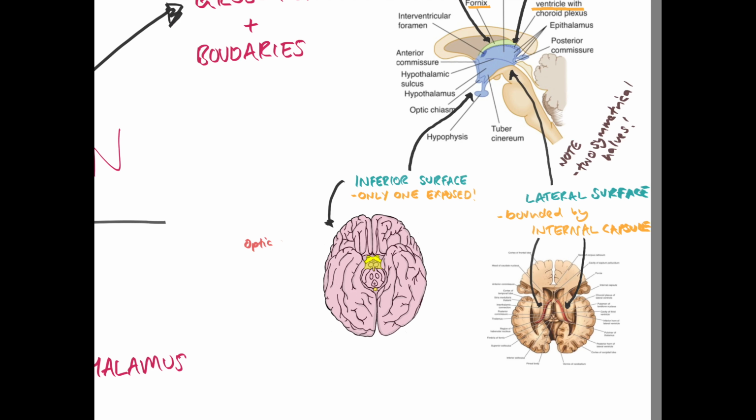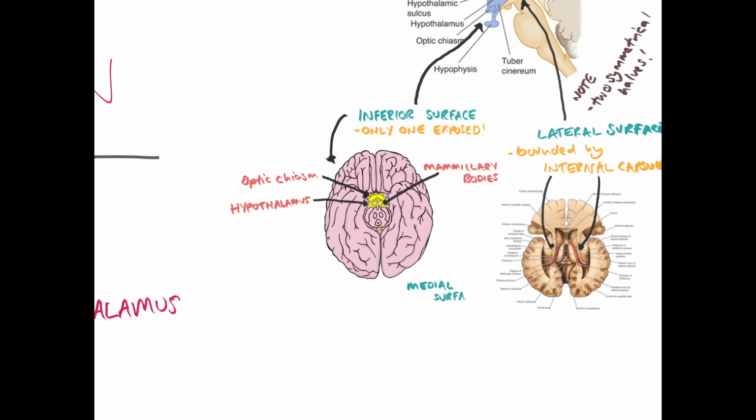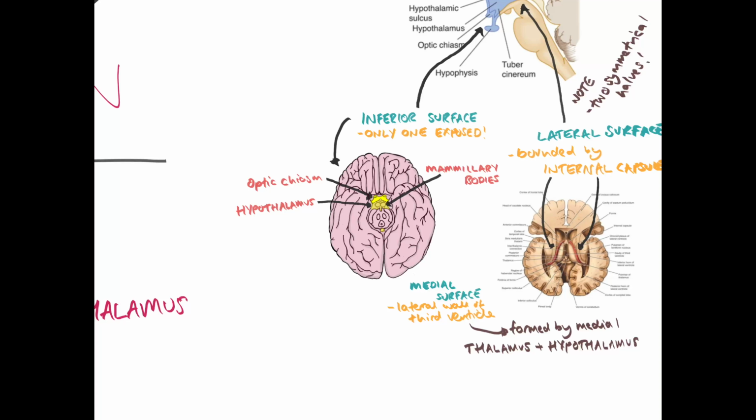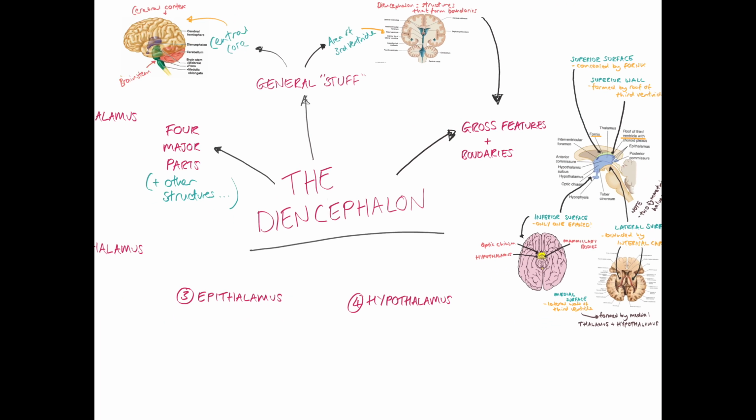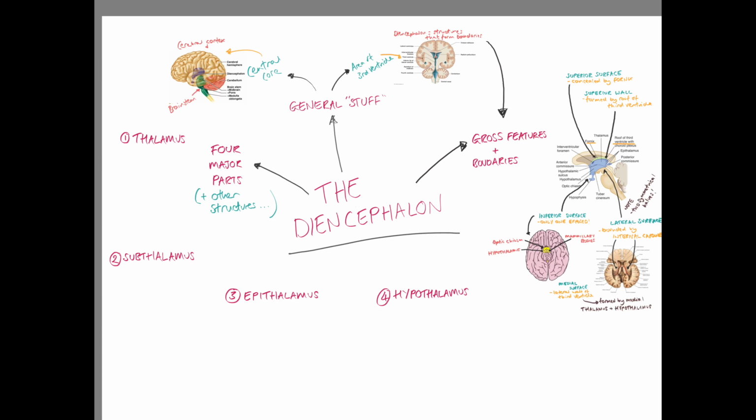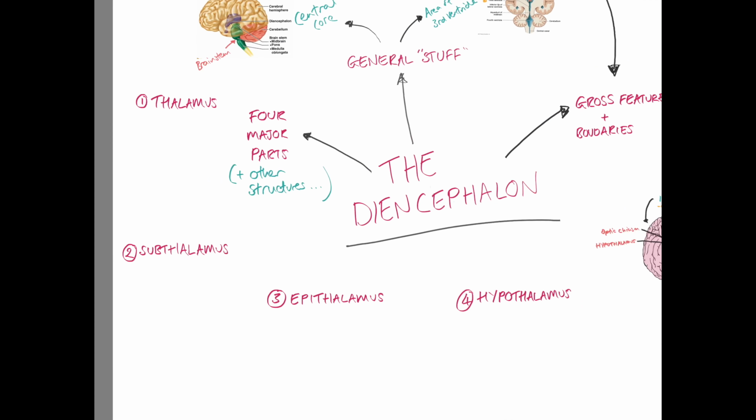Here is an inferior view of the brain where we can see the optic chiasm, the hypothalamus, and mammillary bodies. The medial surface is formed by the lateral wall of the third ventricle, which is bounded by the medial surfaces of the thalamus and hypothalamus. Now let's have a look at the four main structures we noted earlier. Let's start with the thalamus.